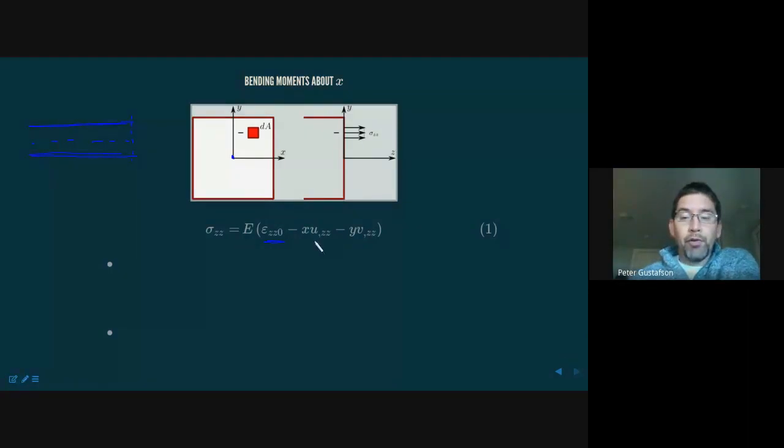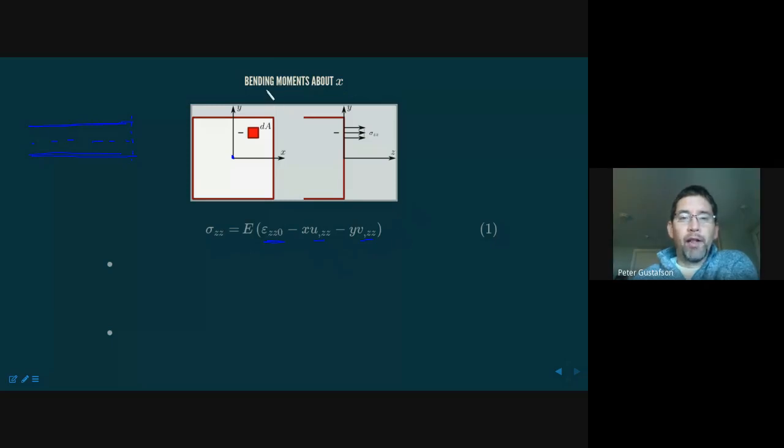And these terms, just to remind you, u comma zz and v comma zz were curvatures of the beam about the corresponding axes. Okay, the first derivative is the slope, the second derivative is the curvature, and strain is related to the curvature, and stress is related to the strain. So sigma zz is simply the modulus times this quantity.